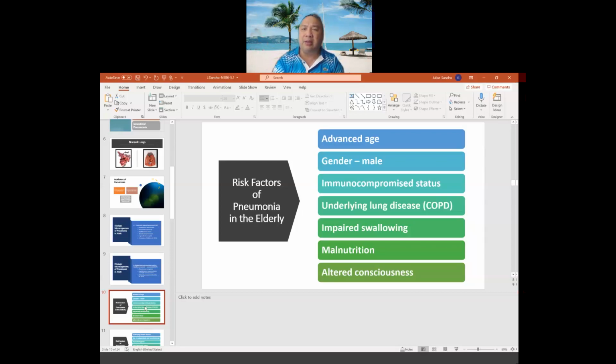Malnutrition as well. With malnutrition, they're also immunocompromised when they're malnourished. So it's really important, guys, that we assess the resident for malnutrition and provide necessary nutrients. Your dietitian really has to assess the resident for malnutrition. And of course, residents who have altered consciousness. These are your risk factors.